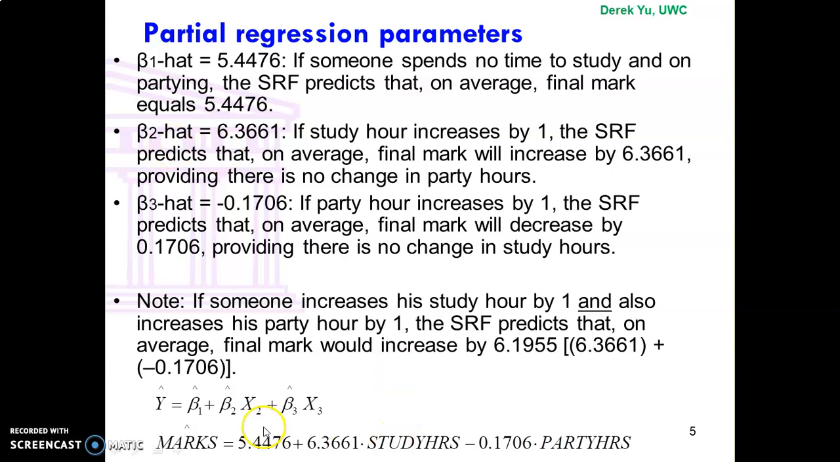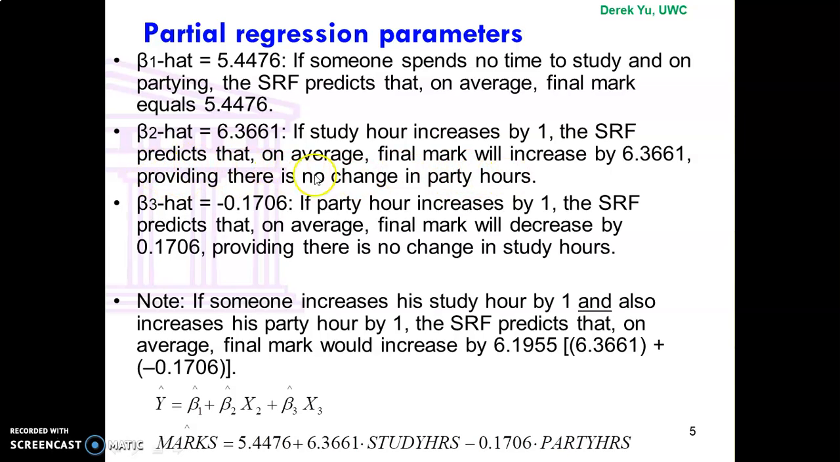B2 hat, my first slope parameter, 6.3661, in connection with x2 study hours. So let's look at the interpretation. It means when x2 study hours increases by 1 unit, the sample regression function predicts that on average, final mark would increase by 6.3661, and now here is the ceteris paribus condition, providing there is no change in the other explanatory variable, x3 party hours. So keep this ceteris paribus part in mind.